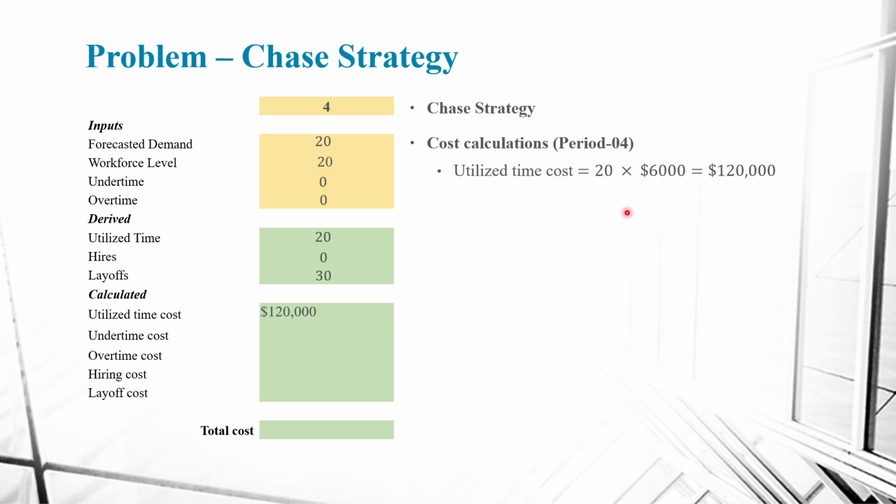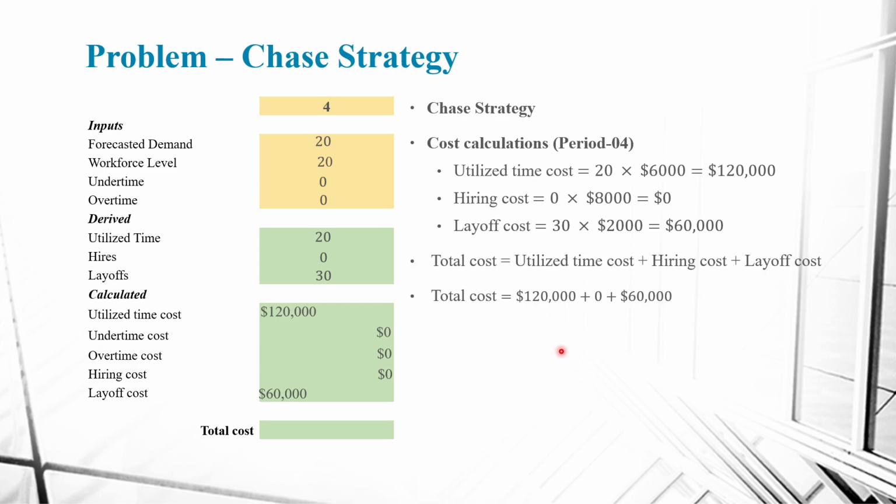The hiring cost will be 0 for time period 4. The layoff cost of 30 workers will be equal to $60,000, and there will be no undertime cost and no overtime cost. The total cost for period 4 will be equal to the sum of utilized time cost, hiring cost, and layoff cost. So in that case, the total cost will be equal to $180,000 for time period 4.